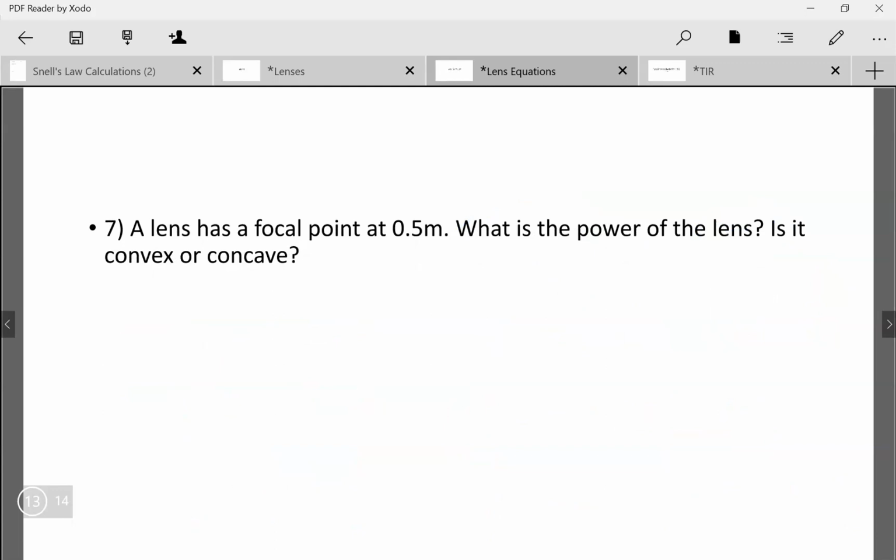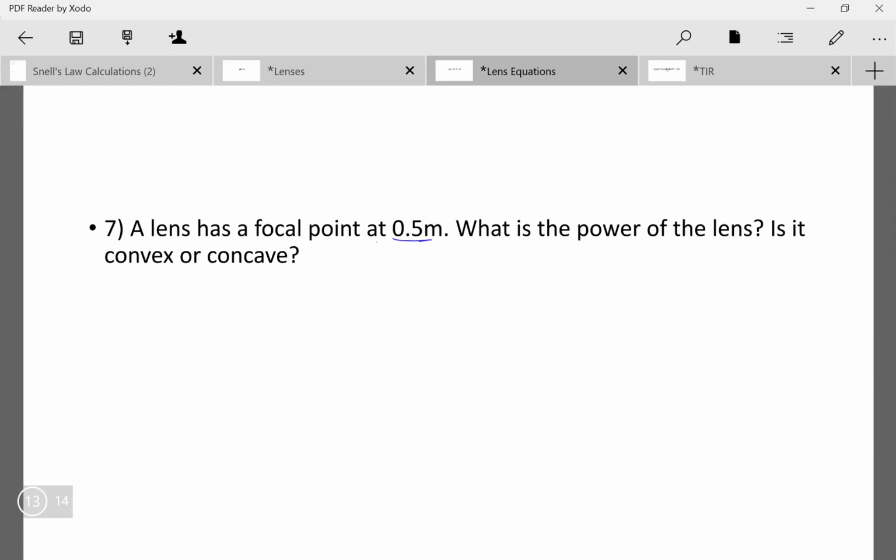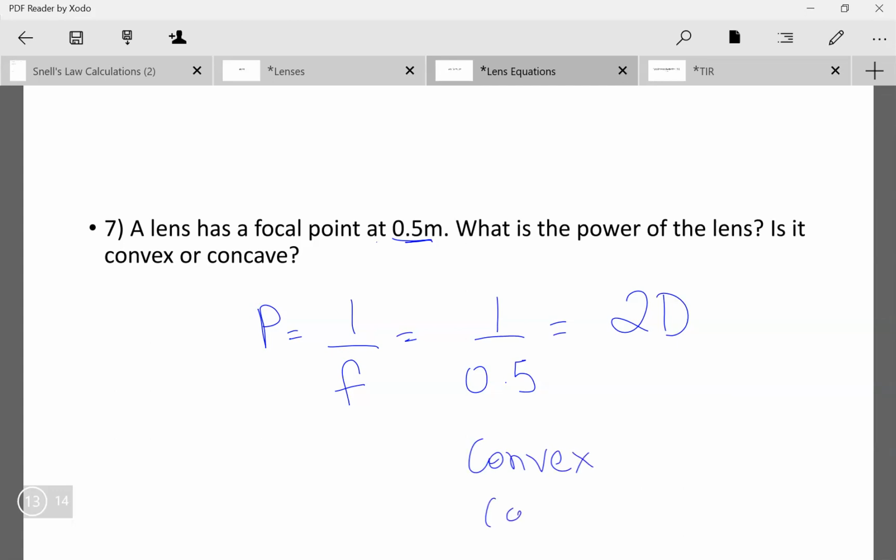Okay, the last two questions are super easy. A lens has a focal point of 0.5 meters. So power of the lens is 1 divided by focal length, which is 1 over 0.5, which is 2 diopters. It is a convex lens or a converging lens, and I know that because my power is positive, or my focal length was given to be positive. Right, that's very easy.